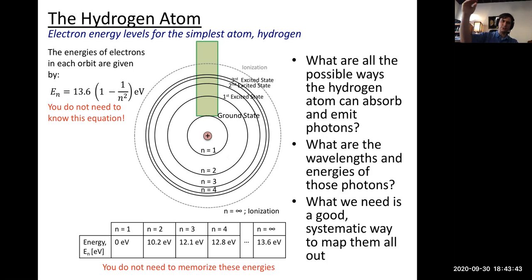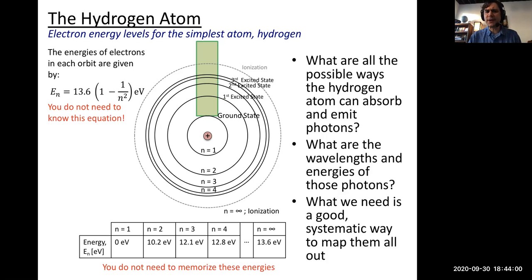From n equals 100 to the ground state, n equals 99 to the ground state, n equals 98 to the ground state, and so on. N equals 4 to the ground state, n equals 3 to the ground state, n equals 2 to the ground state, and, oh wait, that's it. We're done. So that would get me all the transitions into and out of the ground state.